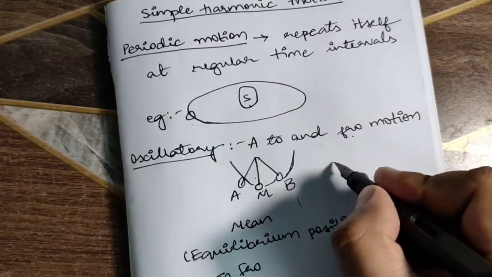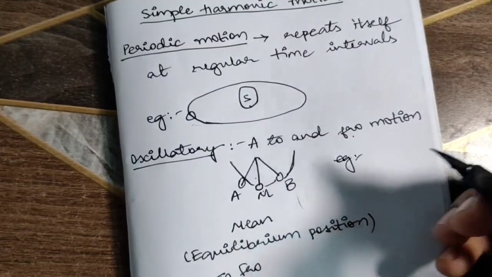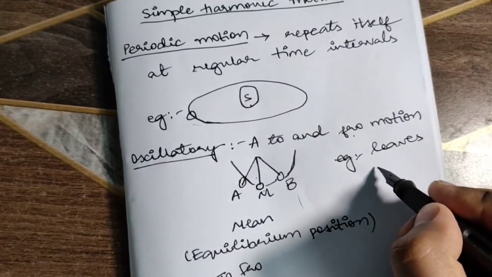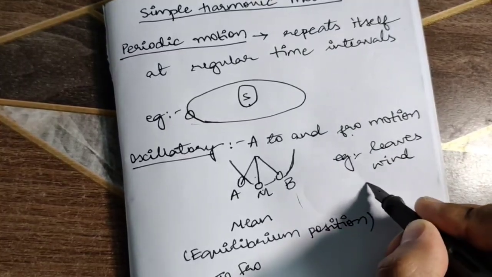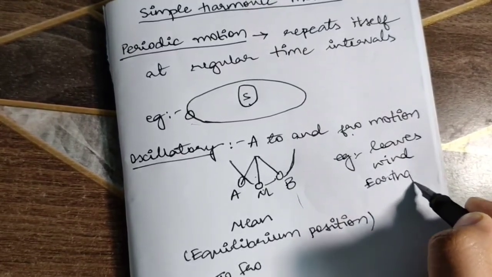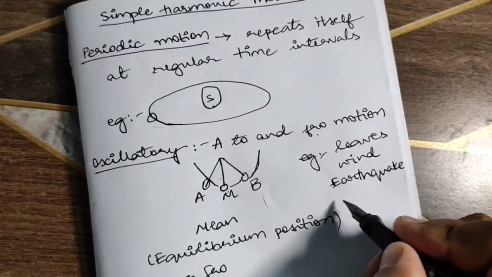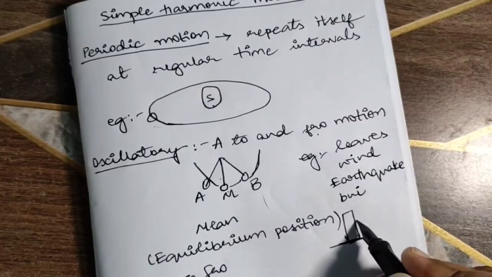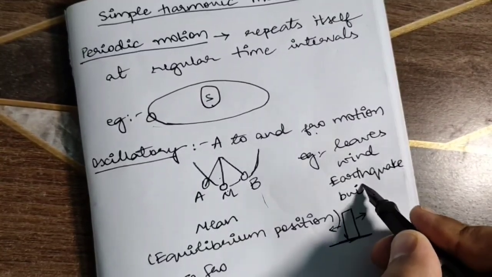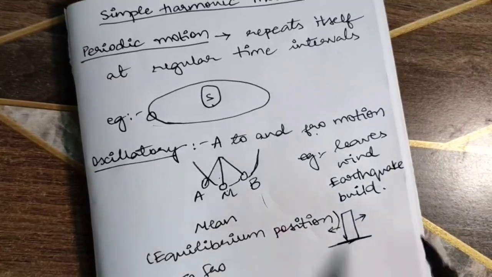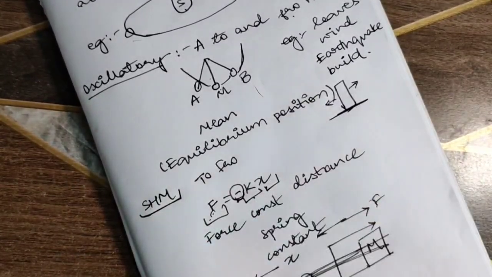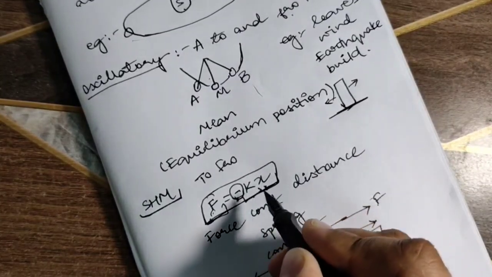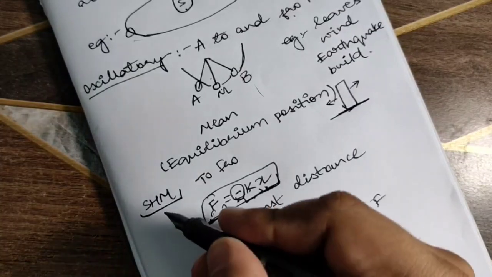oscillatory motion. For example, we have leaves moving under the influence of wind, or earthquake moving buildings. This is an oscillatory motion. When the earth moves, the tall buildings also sway here and here. So this is an example of oscillatory motion. And as we have discussed, if this specific case occurs in oscillatory motion, this is called simple harmonic motion.